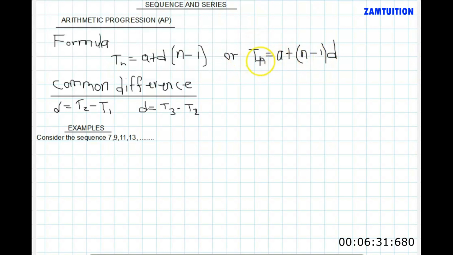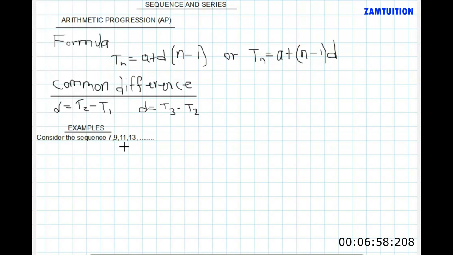So this one I've explained. I've said this one stands for the nth term. This one is the first term, and this one is the nth, and then this one is the common difference. That is what I've explained. And then the common difference is this one here. So here the example they have said, consider the sequence which is 7, 9, 11, and 13.